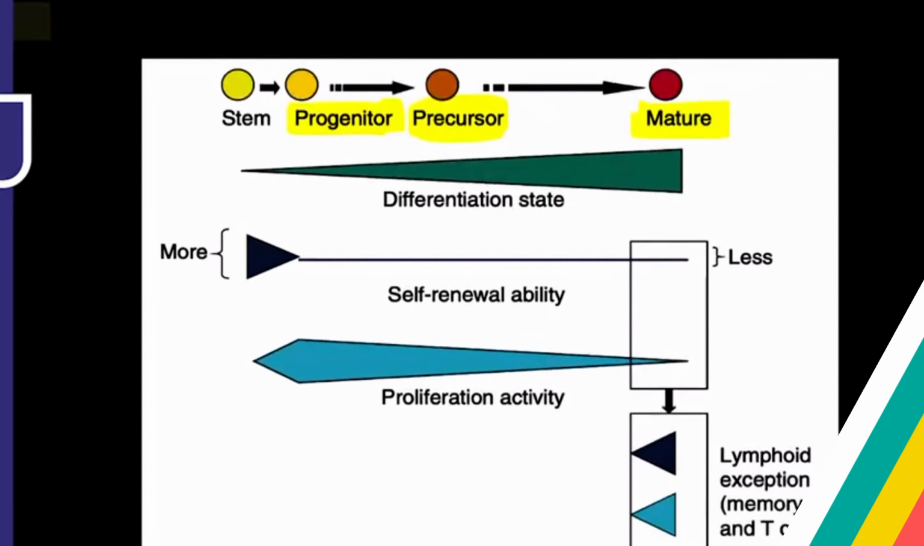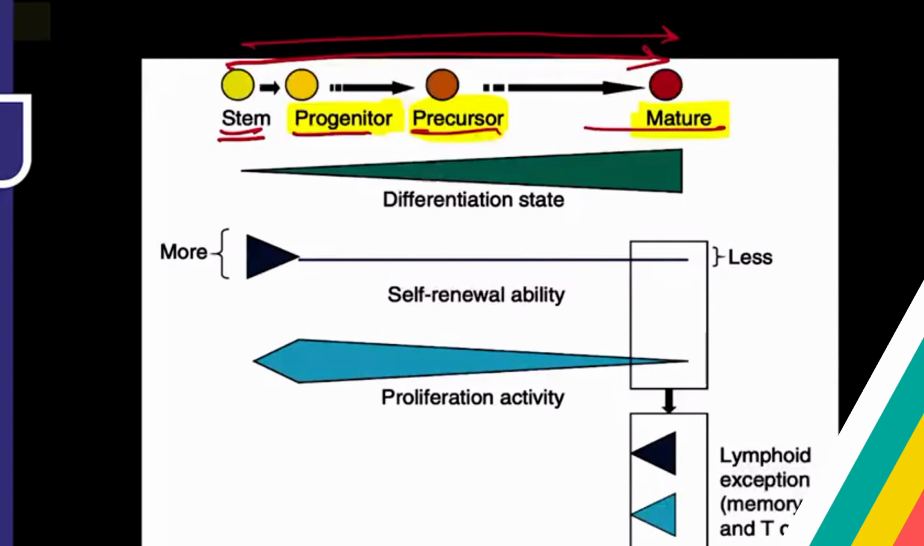Now when this stem cell is moving from pluripotent, totipotent, progenitor, precursor, to mature, look at this arrow. When the cell is moving in this direction, the cell is becoming more and more differentiated, which means it is losing its original character more and more. It is maturing. So this green triangle indicates that the more you move from this stem cell towards this mature cell, the more your differentiation increases.